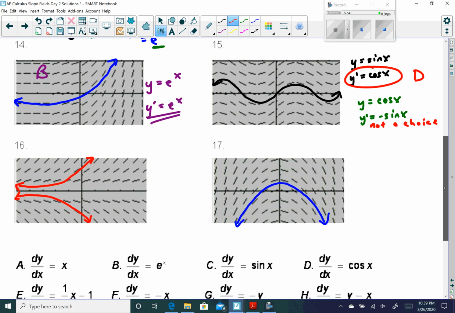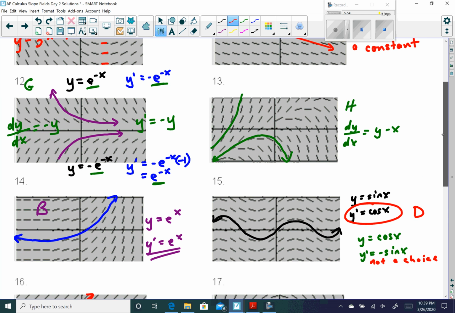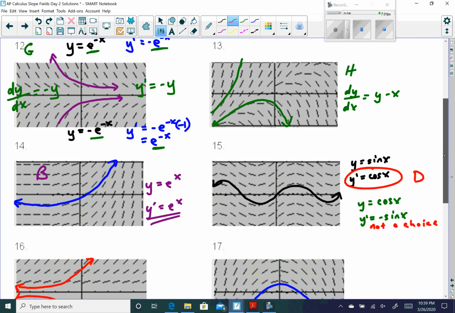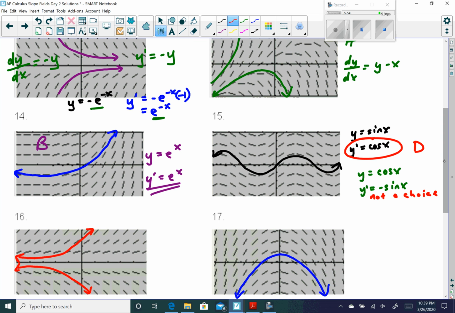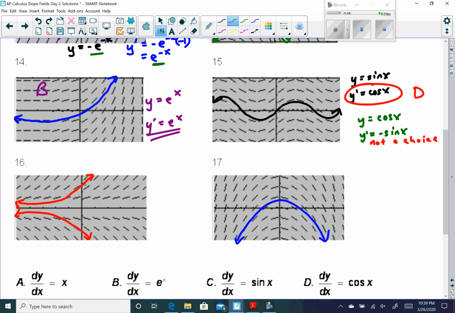All right, looking at 16. 16 looks a lot like 12. Now 12 had dy over dx equal to something with a y. So if you go back and look at all of our remaining options, the only one left would be I. And it does look like it's a little bit more stretched out. So I'll still go through the same kind of work that we went through earlier.